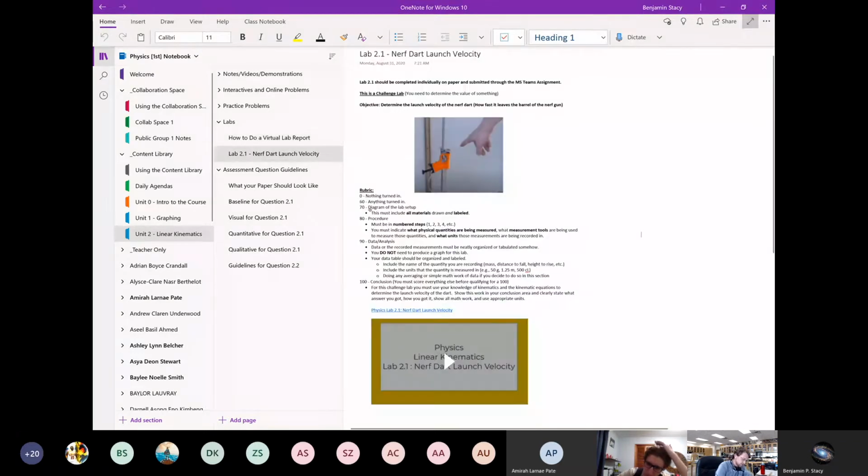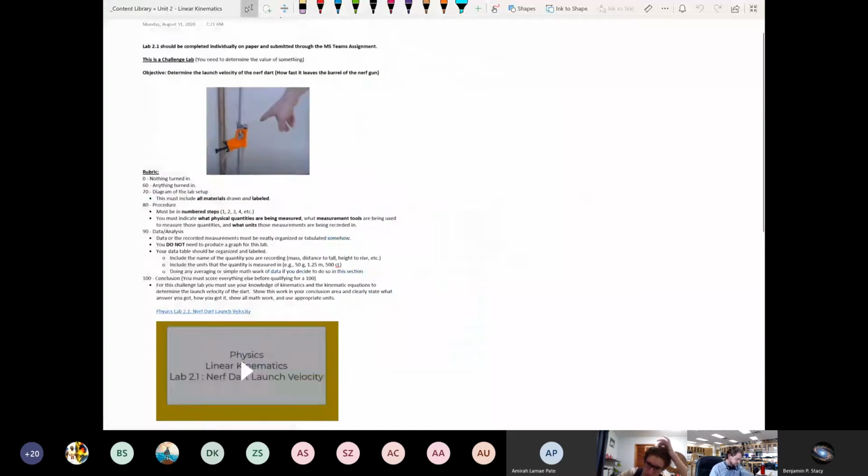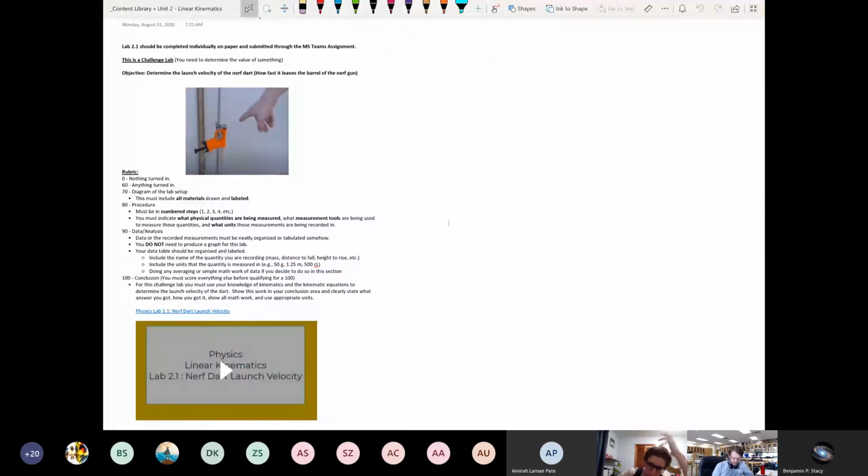So here's all the information about this week's lab assigned this morning. It's due Wednesday at midnight. This is the same thing that appears in the attachment on the actual assignment. So you have an objective, determine the launch velocity of the Nerf dart, how fast it's leaving the barrel of the gun. It's being launched vertically.